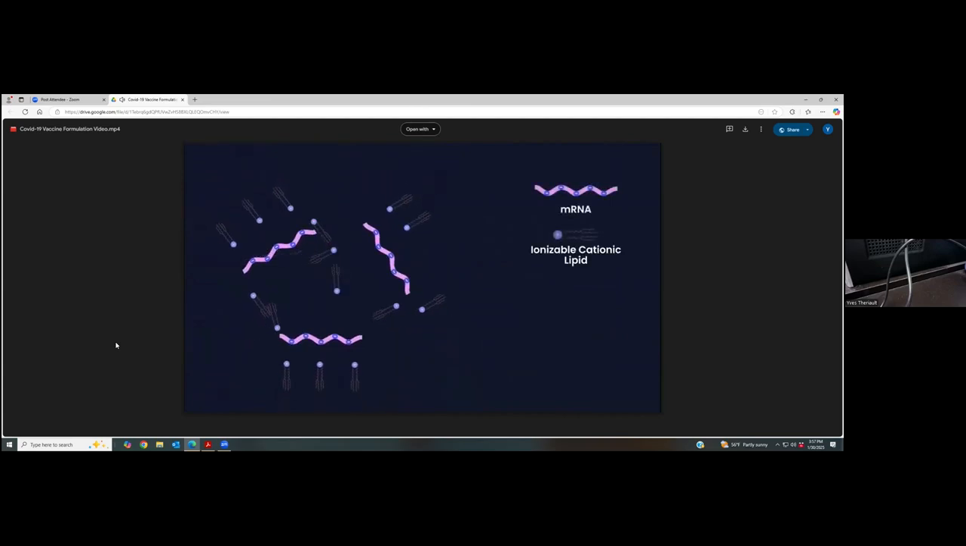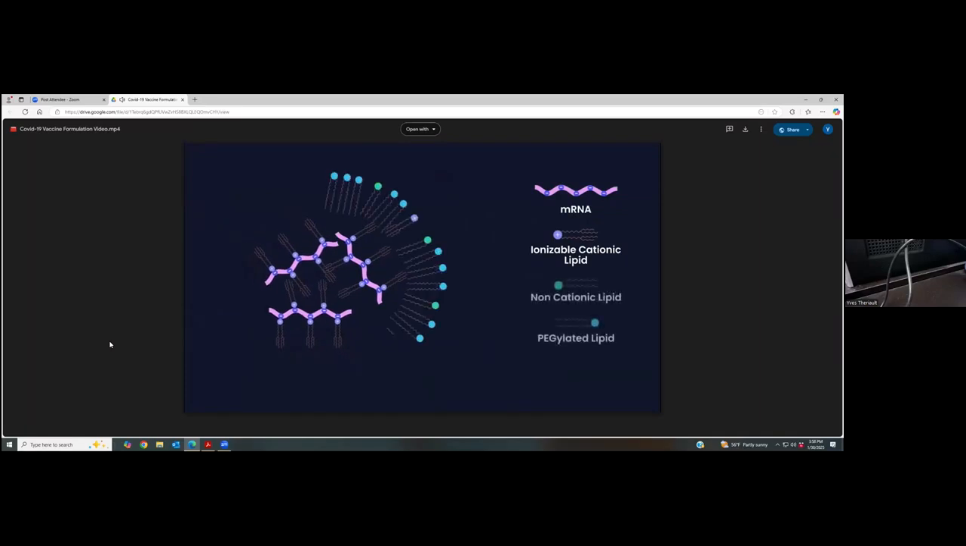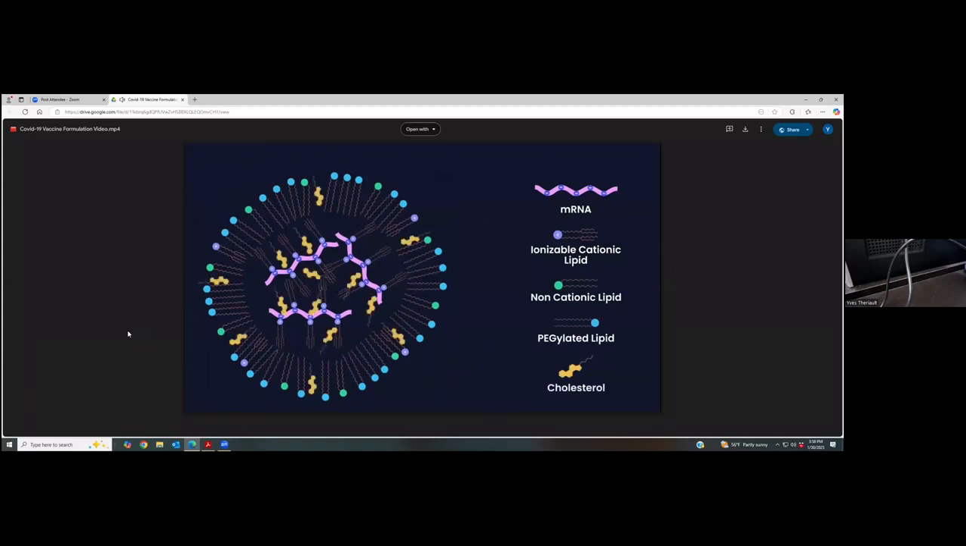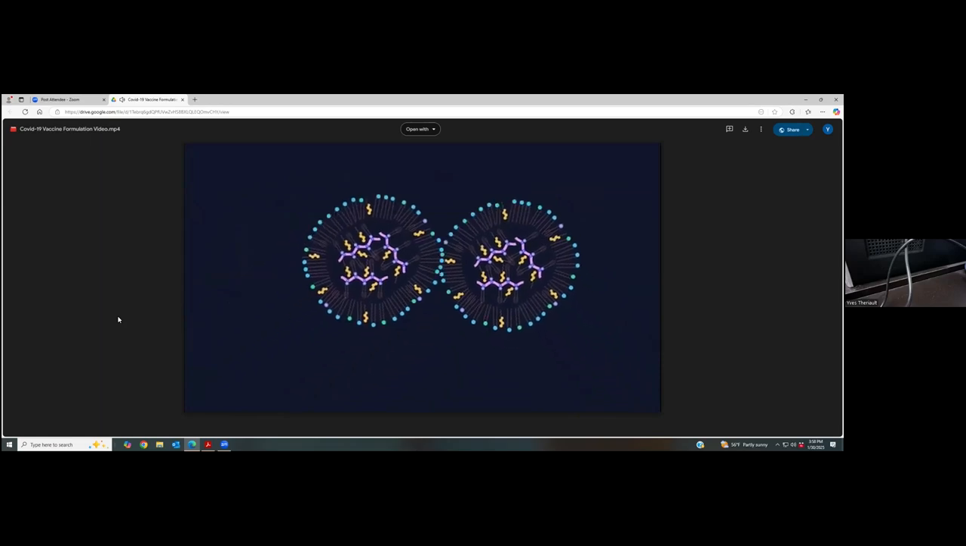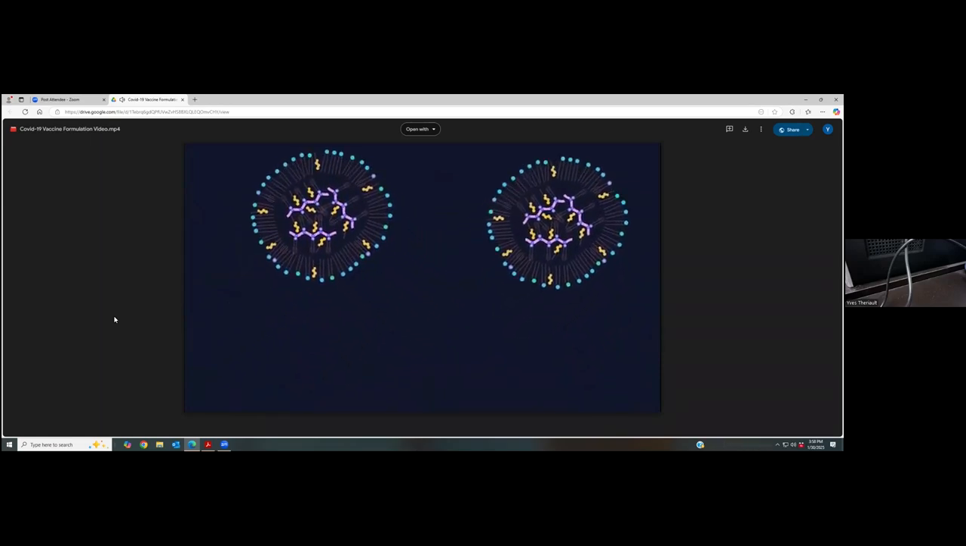Ionizable cationic lipids bind to the negatively charged phosphate groups of the mRNA, forming a core, which is then surrounded by non-cationic and pegylated lipids, which results in the formation of a lipid bilayer, or liposome, as shown in the self-assembly. Cholesterol is added to provide stability and fluidity to the nanoliposome. Pegylated lipids help the nanoparticles to evade the immune system and also prevent their self-aggregation, which would be detrimental to the stability and bioavailability of the vaccine.